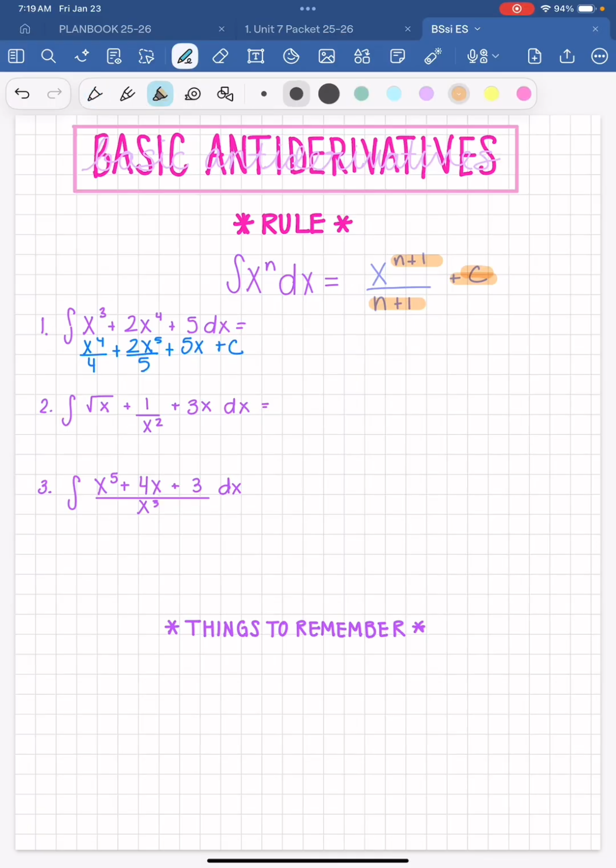Please remember, we are anti-deriving, and the goal is this is the function, this is the derivative. So do not accidentally derive the 5. And this is my answer. Remember what anti-deriving is. This is the derivative, and we are finding the function that would give that derivative.